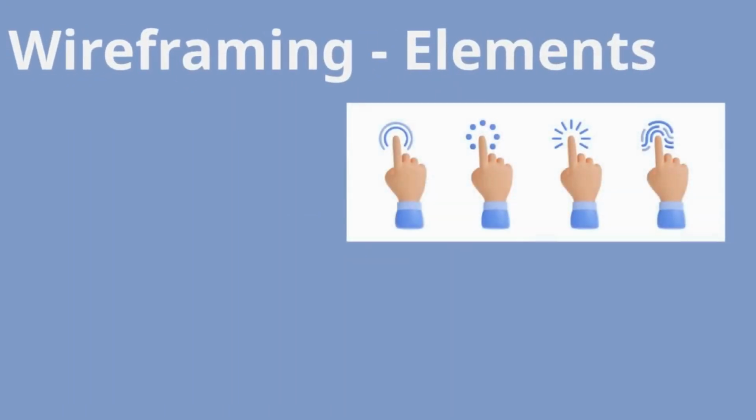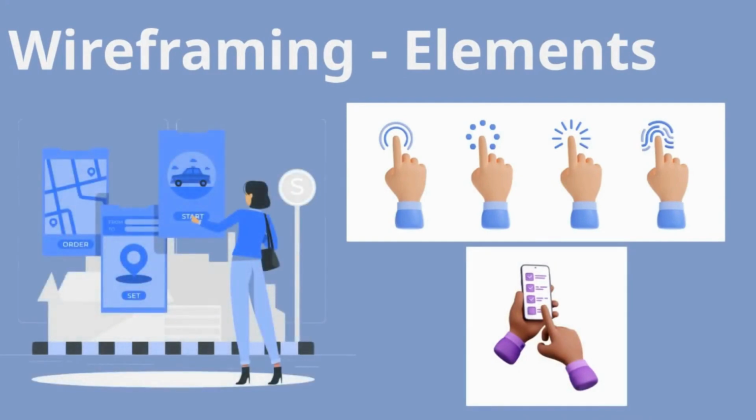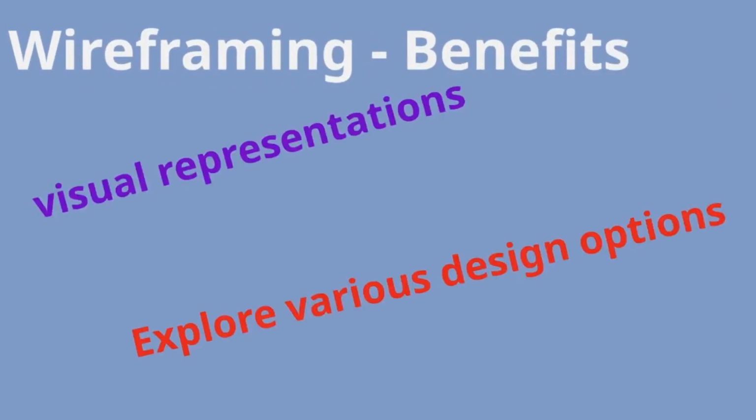Key elements to keep in mind. In wireframes, key interface elements such as buttons, menus, forms, and content sections are represented by basic shapes, placeholders, and text. The benefits of wireframing.